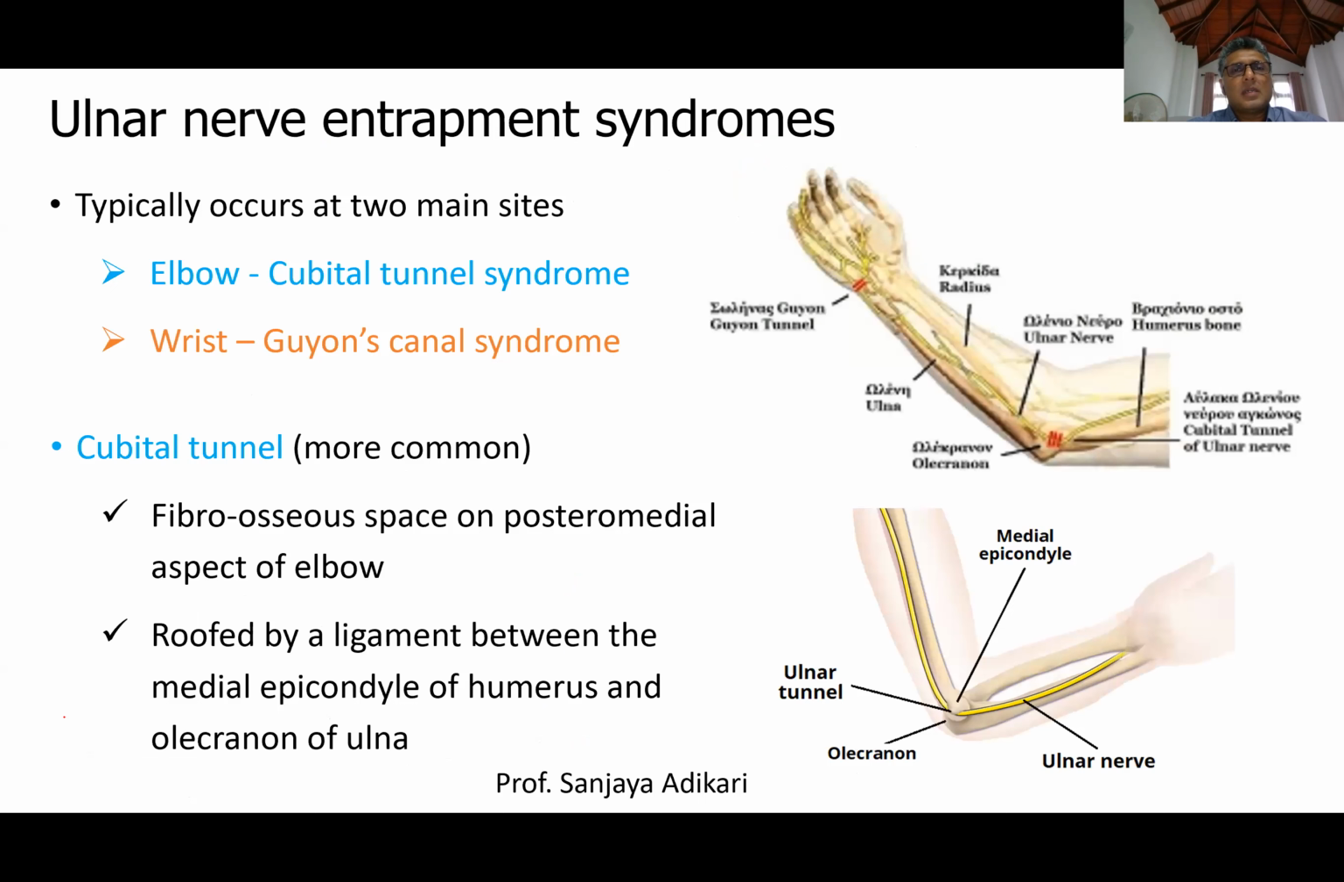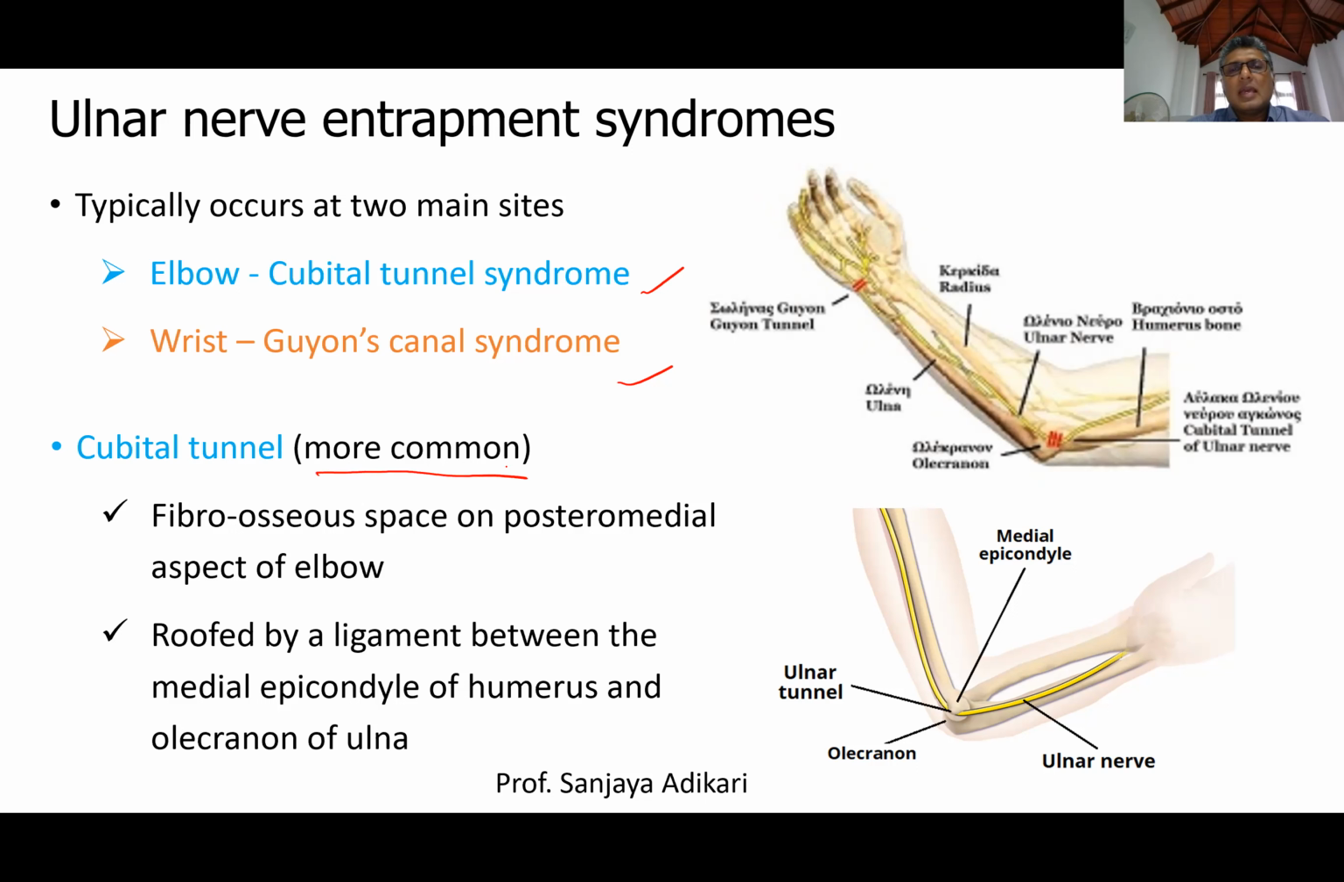Ulnar nerve entrapment syndromes are also there. Typically there are two sites where the ulnar nerve can get compressed. It can get compressed at the elbow joint, and you call it cubital tunnel syndrome. When it gets compressed at the wrist joint, or rather in the proximal part of the palm, you call it Guyon's canal syndrome. So it's either cubital tunnel syndrome or Guyon's canal syndrome. And cubital tunnel syndrome is more common actually.